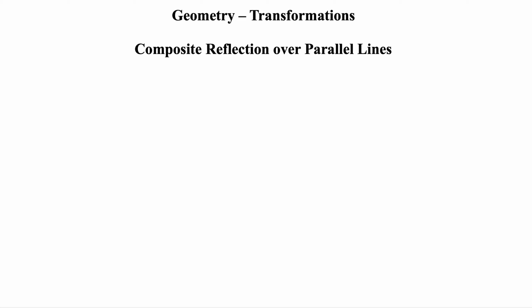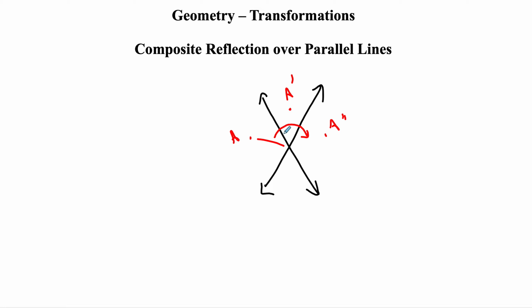So now we're going to talk about composite reflection over parallel lines. A composite reflection, remember, is reflecting over one line and then another. When we looked at intersecting lines, we saw that when we reflected a point first over one line and then another, we ended up with a rotation that is twice the angle between the two lines. Something similar happens when we reflect over two parallel lines.